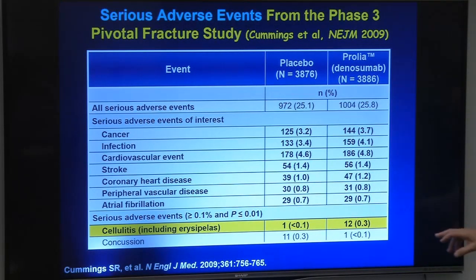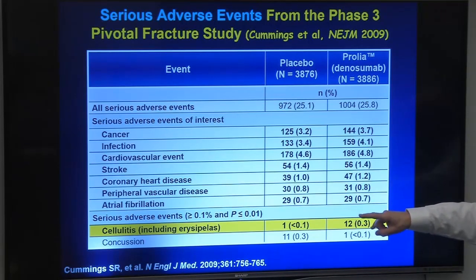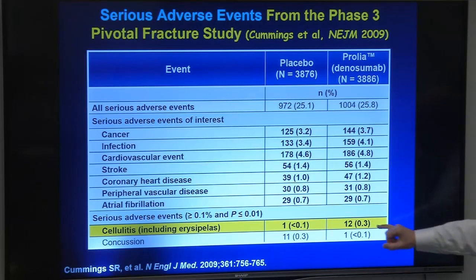Now, continuing with skin, cellulitis was the big imbalance here, with 12 cases with Denosumab and only 1.